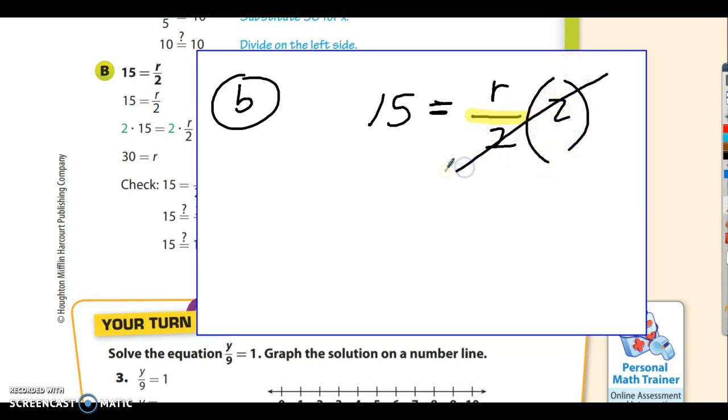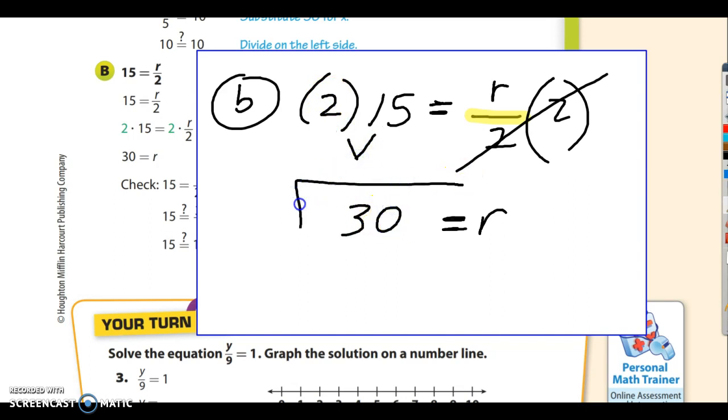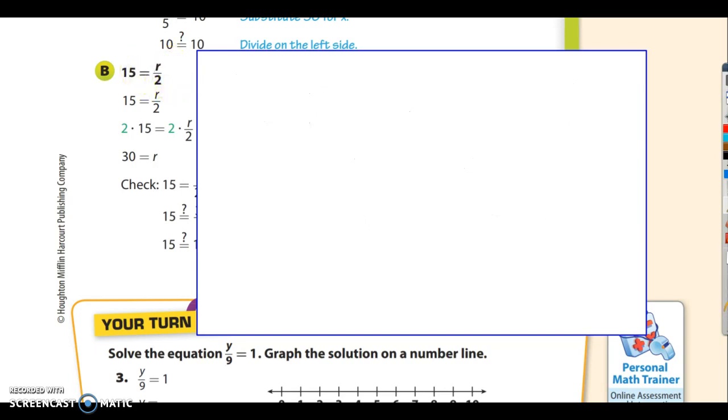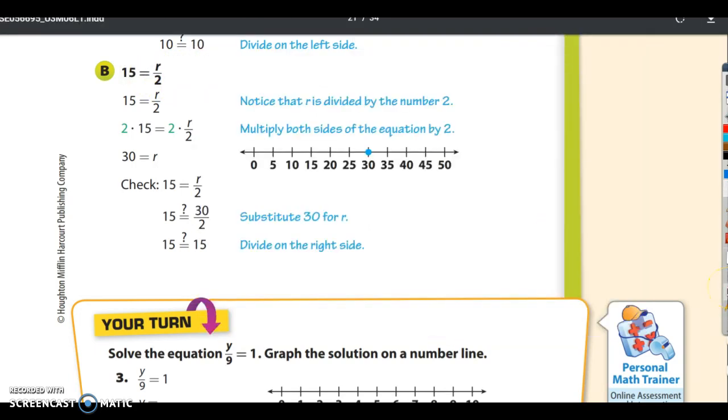And this 2 and this 2 cancel. So all that's left is r is equal to. And over here I multiply by 2 and I get 30. 15 times 2 is 30. And that should make sense because if I took r out, I would have 30. And the original problem was r, which I now think is 30, divided by 2. Is 30 divided by 2 equal to 15? We know that it is. 30 over 2 means divided by 2. 30 divided by 2 is 15. Sweet. Let's check out the your turn.